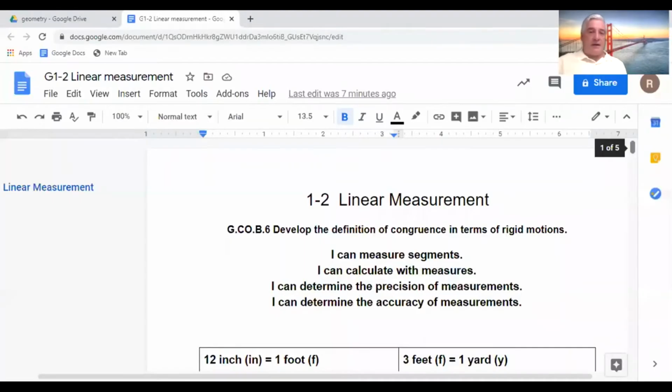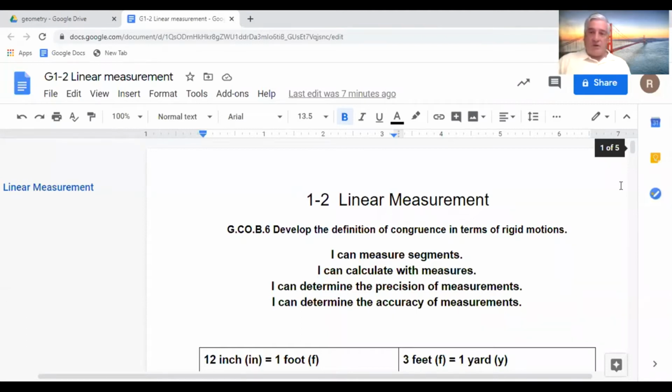Between the two towers, it is 4,200 feet or 1,246 meters. The towers are 746 feet high, which is the same thing as 221 meters high. Talk about linear measurement.